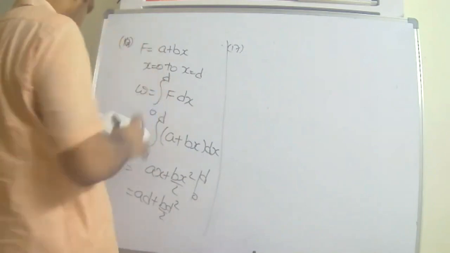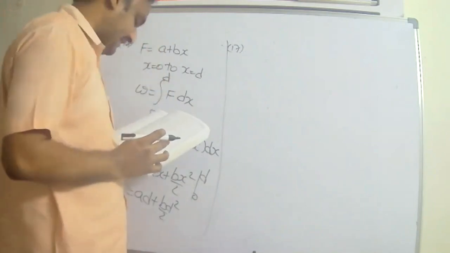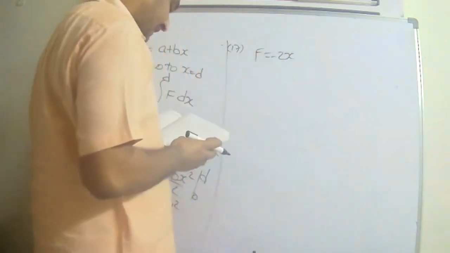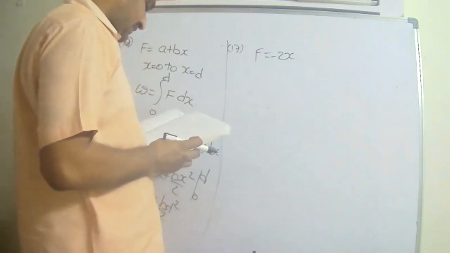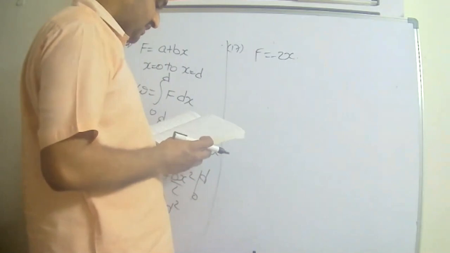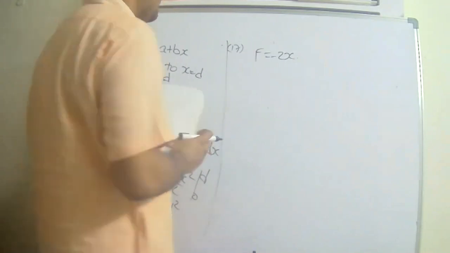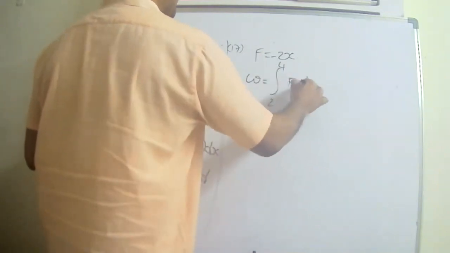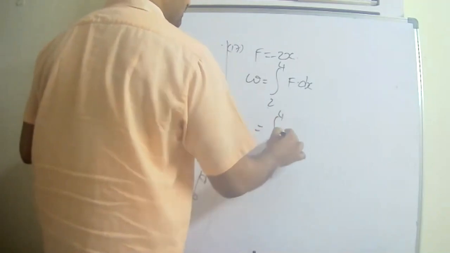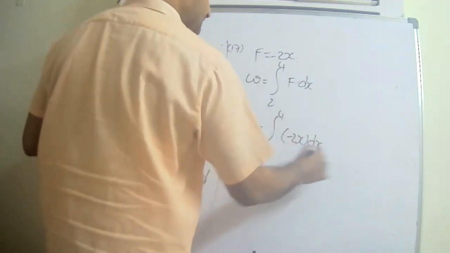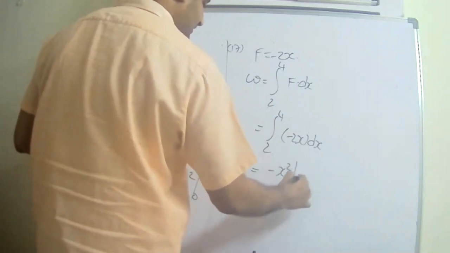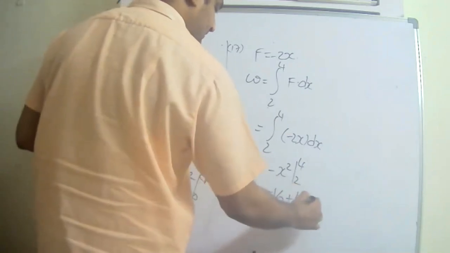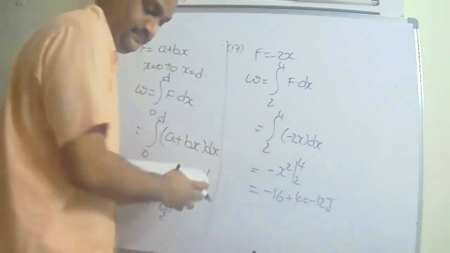Next, the 18th question. A block is constrained to move along the x-axis by a force F equal to minus 2x, where F is in newtons. Find the work done by this force when the block is displaced from 2 meters to 4 meters. Work done is equal to the integral of F dx from the lower limit 2 to the upper limit 4. So integral of minus 2x dx gives minus x square. Upper limit minus lower limit: minus 16 minus of minus 4, so minus 16 plus 4. So work done is minus 12 joules.